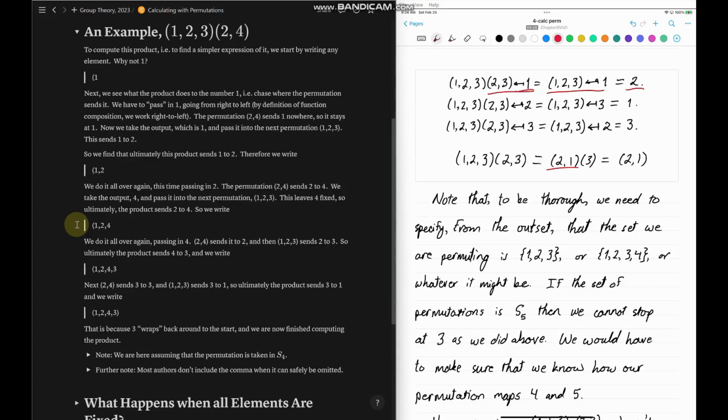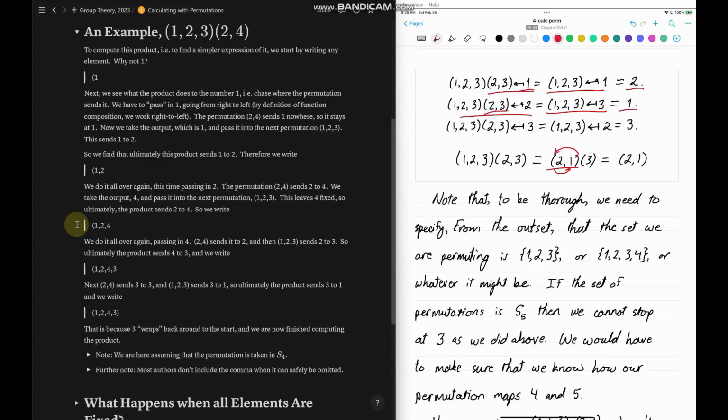I guess mysteriously I wrote that as 2, 1. Not sure why. But in any case, it is correct that 1 does go to 2, so I'll leave it. Next, we chase 2, and so we feed 2 into the product. It sends 2 to 3 in the rightmost permutation. So now we're sending 3 into (1 2 3). This sends 3 to 1, so ultimately 2 goes to 1. So we have that part of the cycle.